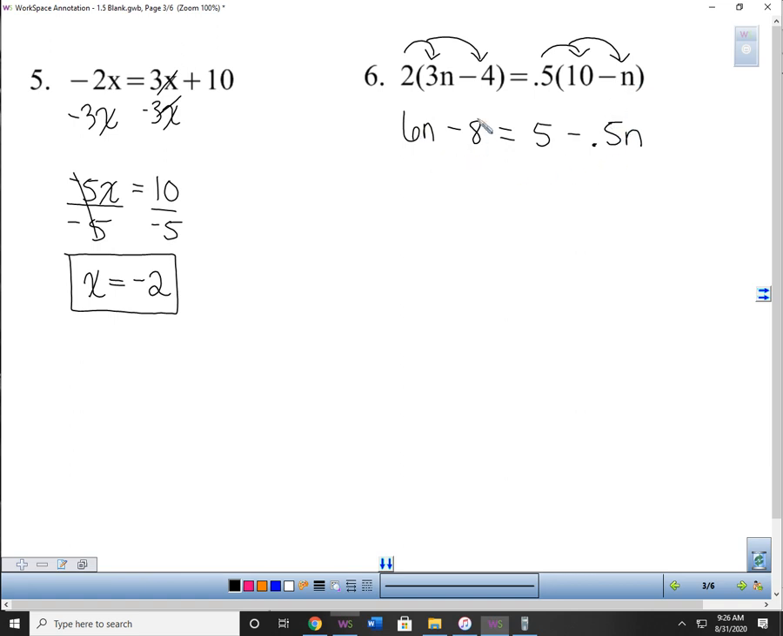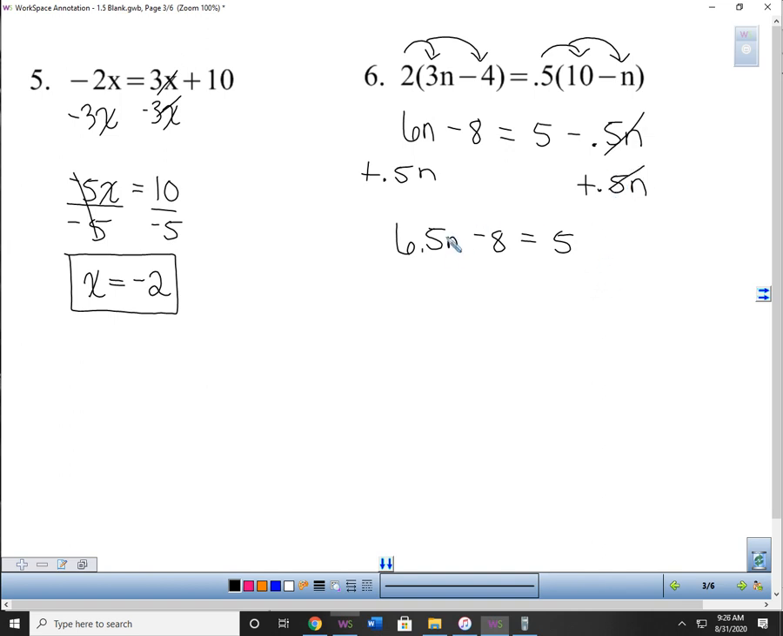So I can't put these together on this side because they are not like terms. So I'm going to go ahead and get my n's together. Since I'm subtracting 0.5n, I'm going to add the 0.5. So 6n plus 0.5n would be 6.5n. I still have the minus 8 equals 5, and then back here, that canceled.